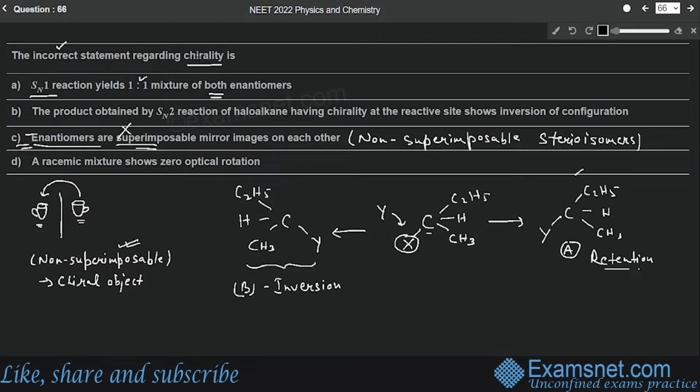So these are two possibilities. In addition to these, there is a third possibility that a mixture of both A and B can be obtained, and this is known as racemization. Got it? And in this racemization, there will be zero optical rotation.